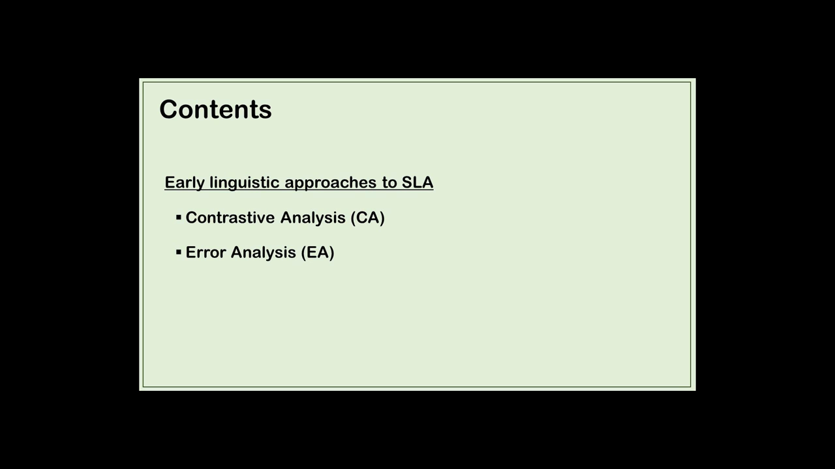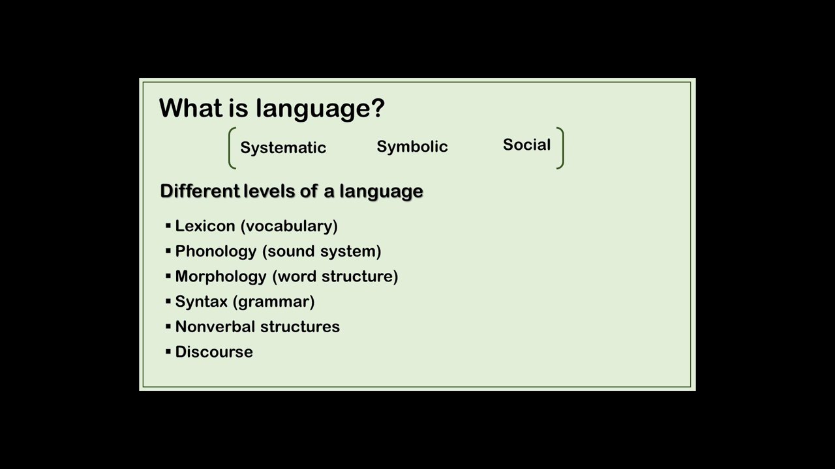This video mainly focuses on Contrastive Analysis (CA) and Error Analysis (EA), which are early linguistic approaches to second language acquisition (SLA). Before talking about the early approaches to SLA, I would like to mention what language is. What is language? What comes first when you hear the word language? What does language do? Most linguists say that the three words in parentheses are common characteristics of languages.